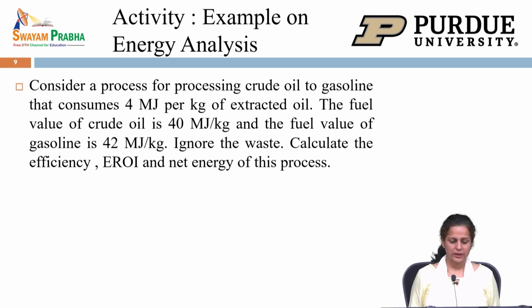So, let us do a quick activity now to calculate the metrics for the sustainability of the processes. Here you have a process that is processing crude oil to gasoline, and the process consumes 4 megajoules per kg of extracted oil. The fuel value of crude oil is 40 megajoule per kg, which is the feedstock, and the fuel value of the gasoline is 42 megajoule per kg, which is the output of the product. Here I am asking you to ignore the waste. So, take time to calculate the efficiency, energy return of investment and net energy of this process, and the processing energy here is 4 megajoules per kg.